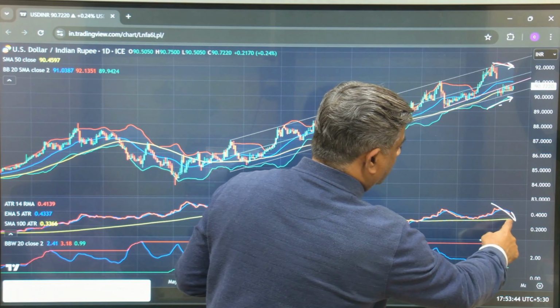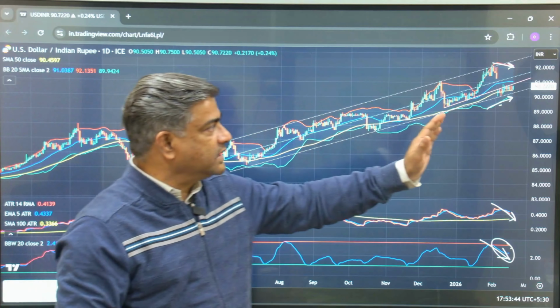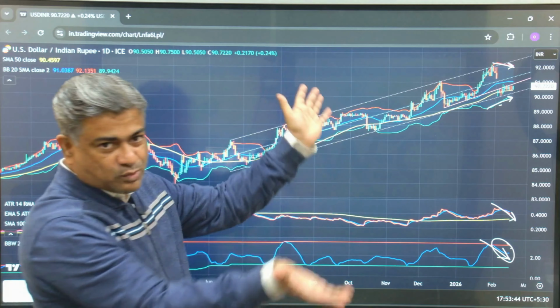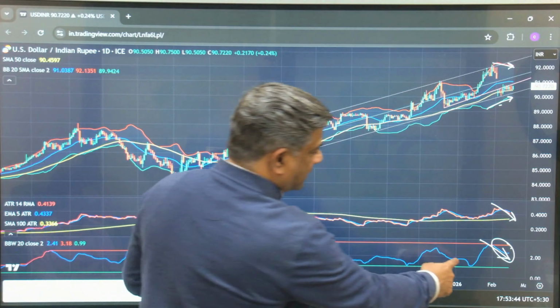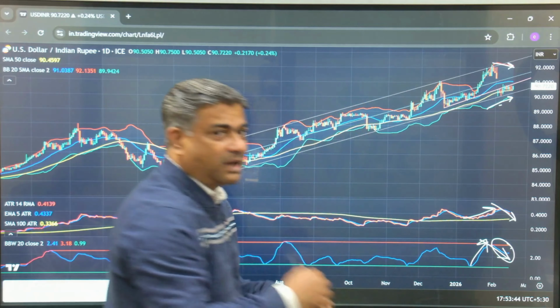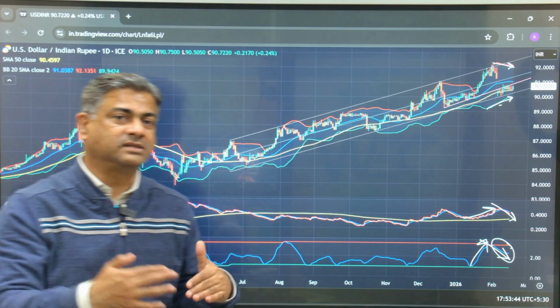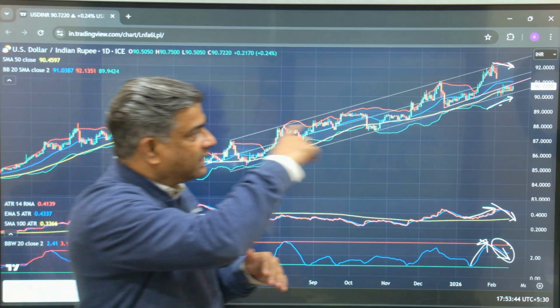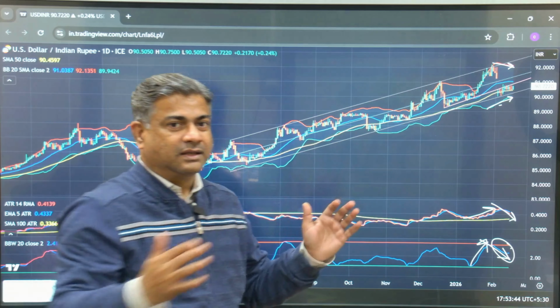Earlier in January the volatility was very high, so the bands widened, the bandwidth indicator went higher, and ATR also went higher. But in February, in the last 2 to 2.5 weeks, the prices have gone sideways and the bands have converged, so volatility is reduced. The theme of today's idea is that the dollar INR volatility has come down.